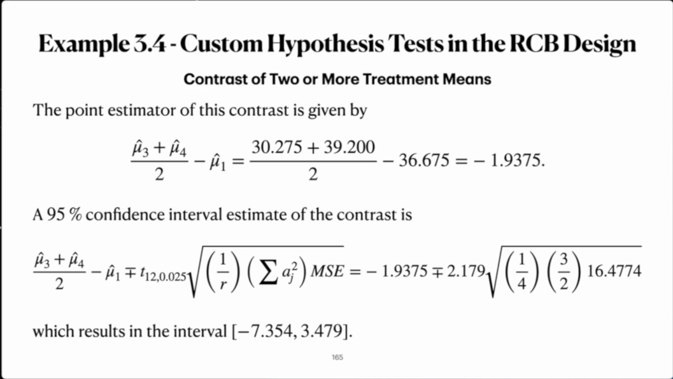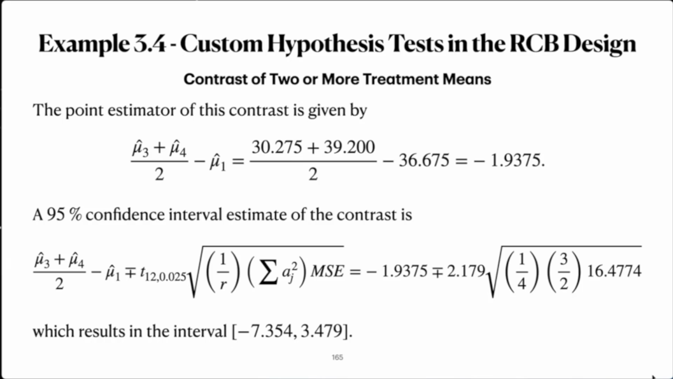Now, along with this hypothesis test, if we did want information on the magnitude of the difference between the average of mu3 and mu4 and mu sub 1, we could compute a point estimator and also a confidence interval estimator. The point estimate for this linear combination of the treatment means, which in particular is a contrast, would be negative 1.9375, and the 95% confidence interval estimate for the contrast would range from negative 7.354 up to 3.479.